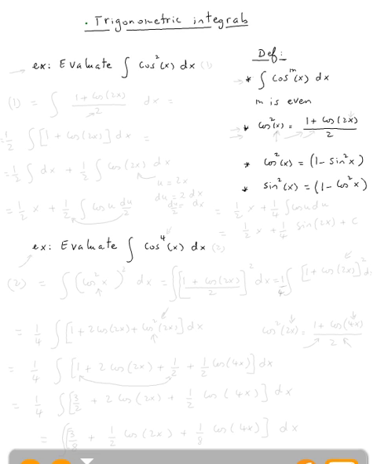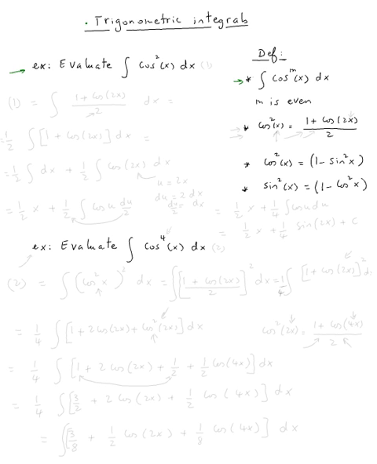The topic is trigonometric integrals. So let's do the first example. Evaluate the integral of cosine squared x dx. This is a type of integral of cosine to the m of x dx when m is even.